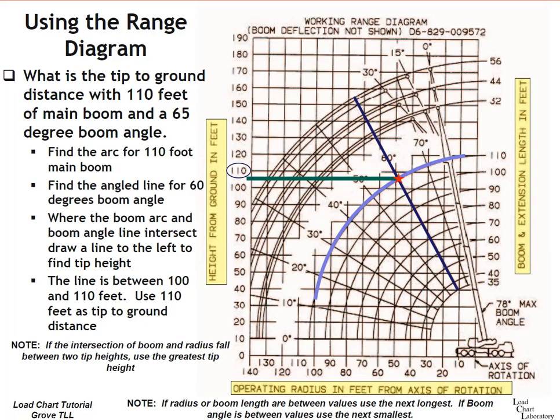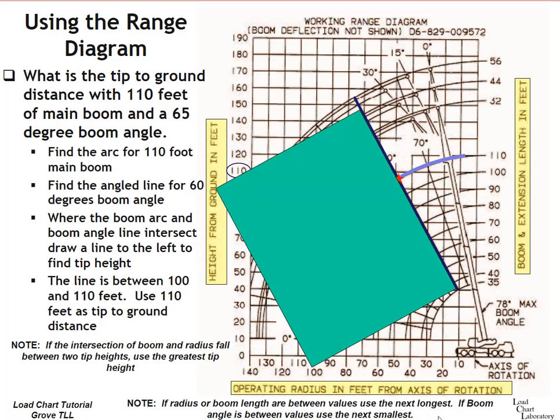Again, let me read this note again. If the intersection of boom and radius fall between two tip heights, use the greatest tip height. Also, let me read this note down at the bottom. If radius or boom length are between values, use the next longest. If boom angle, which we have in this problem, is between values, use the next smallest.